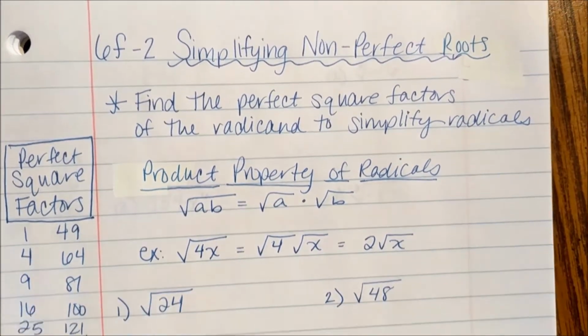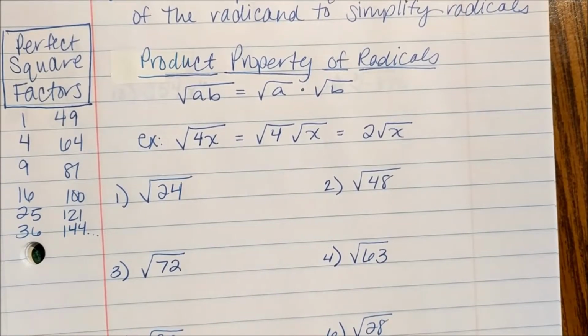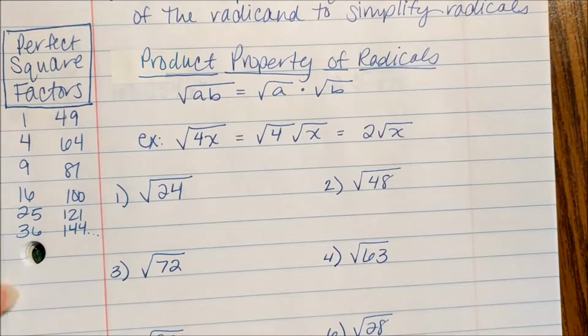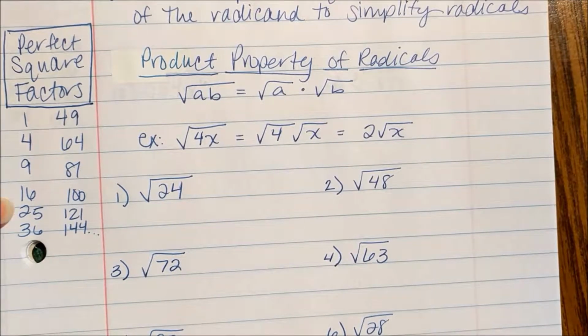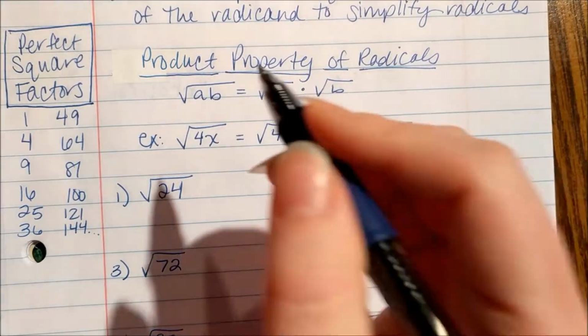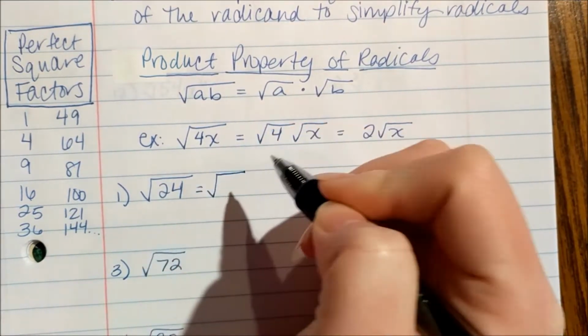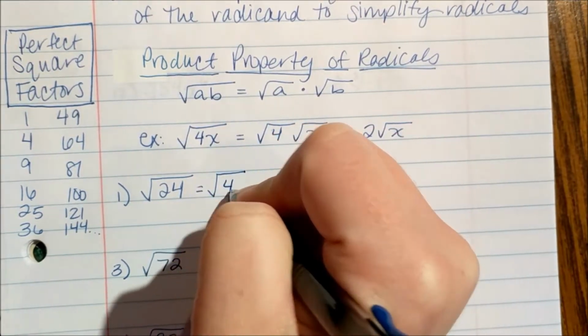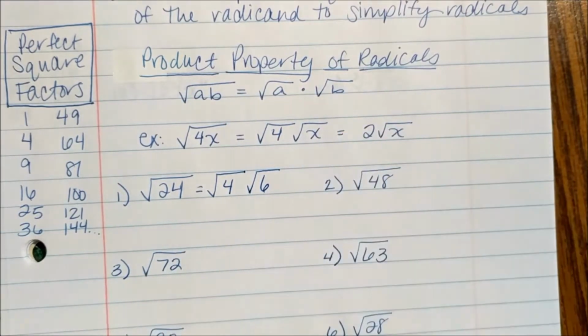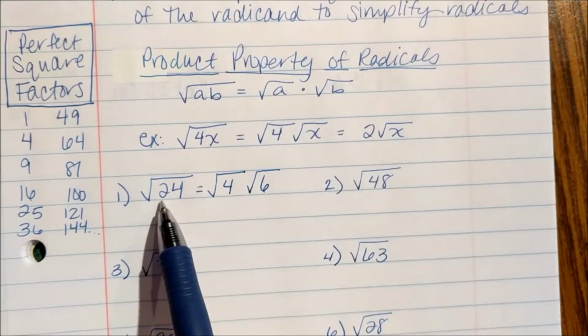So for some reminders of your perfect square factors over here, remember these are 1 through 12 squared. So for instance, in number 1, think about 24. Think about the factors of 24 that are perfect squares. Is 24 divisible by any of these numbers over here? Well, when we get to that, we think that square root of 24 is equivalent to the square root of 4 and the square root of 6, because 4 times 6 equals 24.